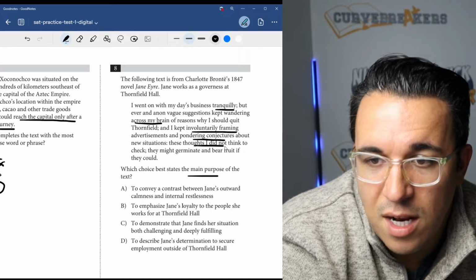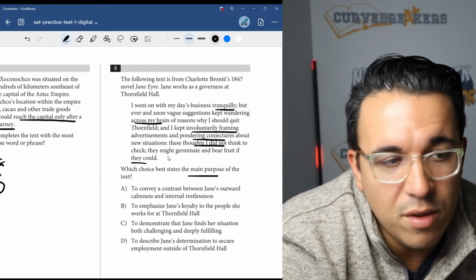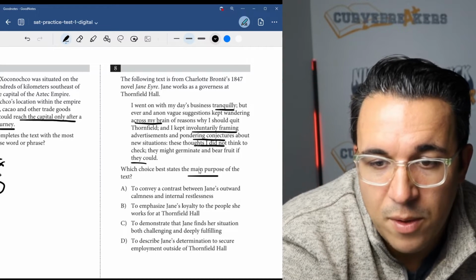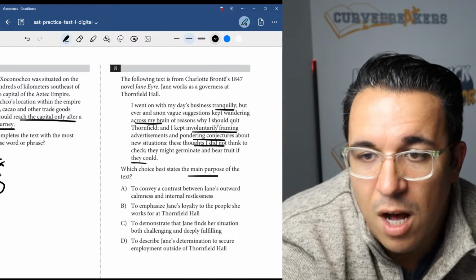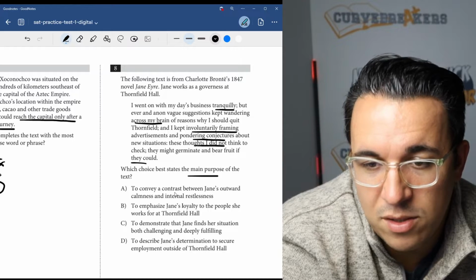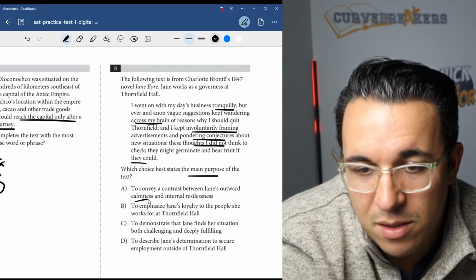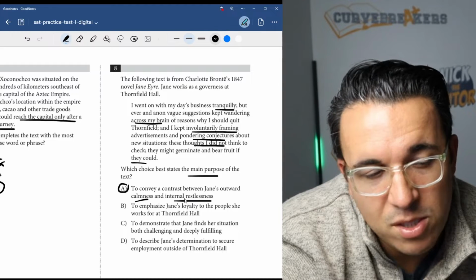These thoughts I did not think to check. They might germinate and bear fruit if they could. So these thoughts could be very beneficial to her. But she's thinking a lot, right? So the main purpose is that she's calm on the outside and thinking a lot on the inside. So A, to convey the contrast between Jane's outward calmness and internal restlessness. That's probably going to be correct. I still want to check the other ones.